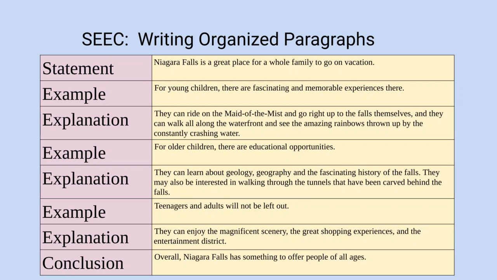And in each case, I gave a sentence or 2 of explanation. Right? For young children, I put it all in 1 sentence. They can ride on the Maid of the Mist, go right up to the falls themselves. They can walk along the waterfront and see the amazing rainbows thrown up by the constantly crashing water. All that in 1 sentence. For the older children one, I put it in 2 sentences. And again, for the teenagers and adults, I put it in 1 sentence. Your explanation doesn't need to be super long. So that was kind of the exploded version of this.